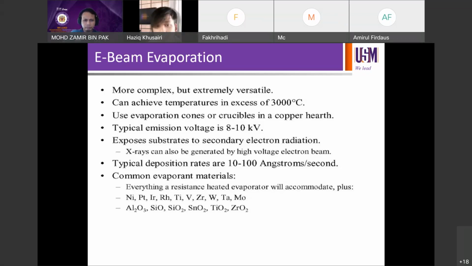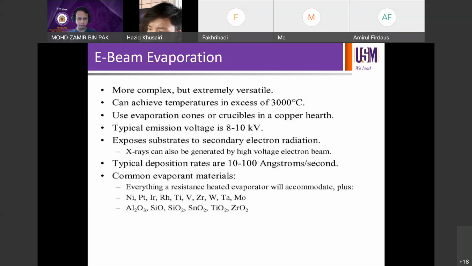Typical emission voltage is in the range of 8 to 10 kilovolts. Exposes substrate to secondary electron radiation. X-rays can also be generated by the high energy beam. So X-ray will also be generated during the process. Low level X-ray, but then it's there. Typical deposition rate are in the range of 10 to 100 angstroms per second. It's much higher than thermal evaporation because of the nature of the bombardment.